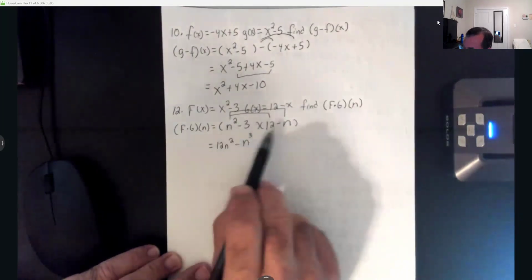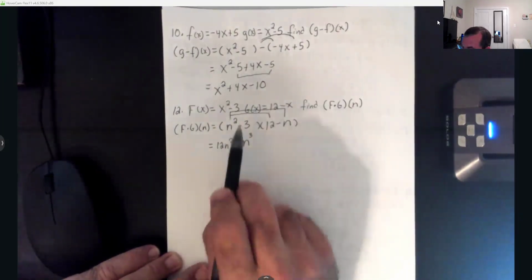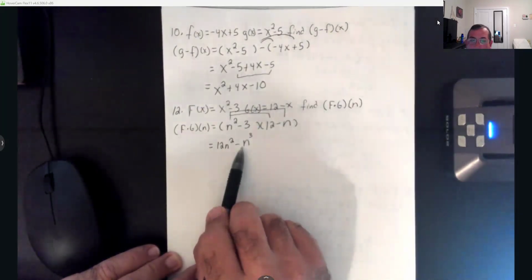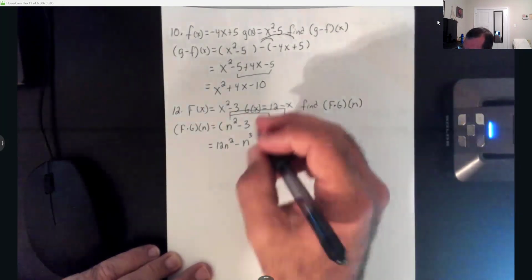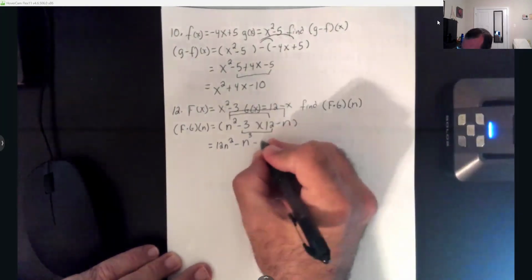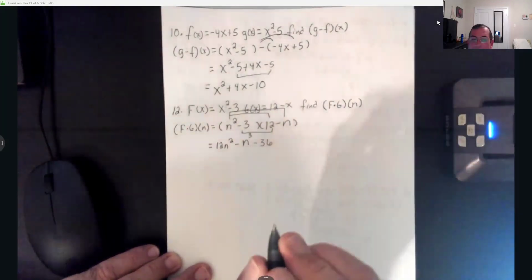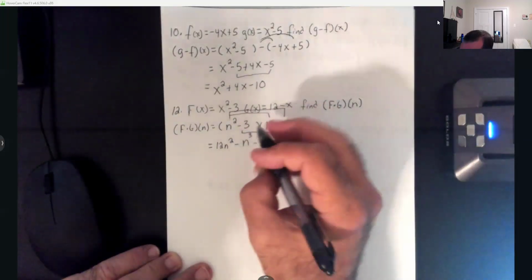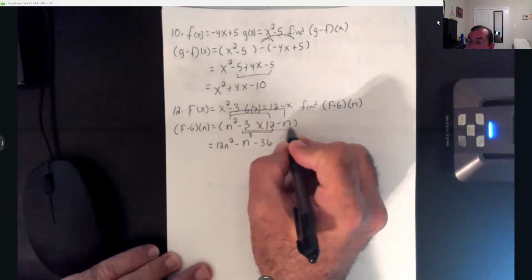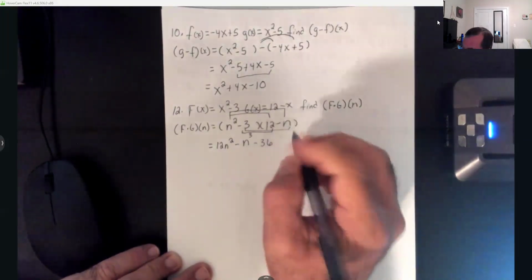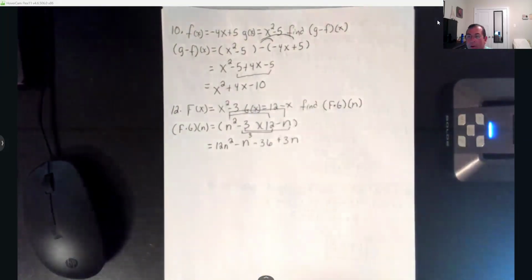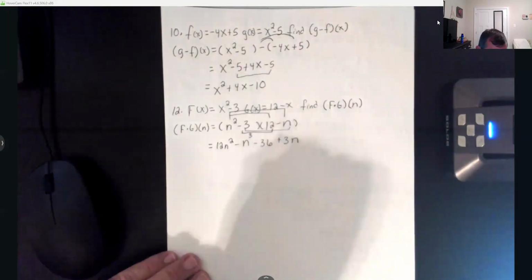So I did the n squared times 12, got 12n squared. I did the n squared times a negative n, got a negative n cubed. Now I do the -3 times 12. Well, -3 times 12 is -36. And then -3, be careful on signs, -3 times a negative n is positive 3n.